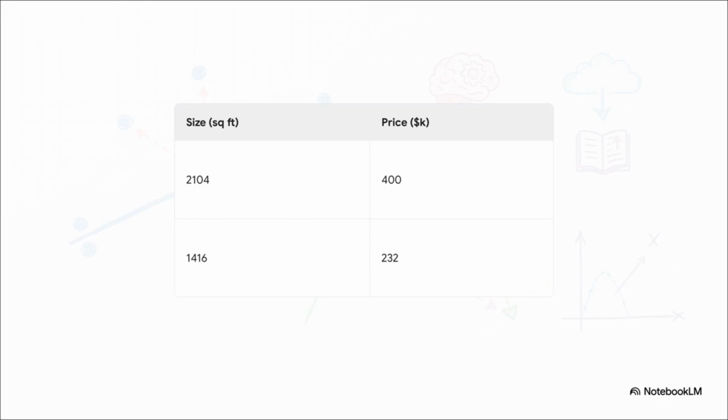Now, what's really interesting here is how we use real-world data. We're anchoring our learning in a dataset collected from Craigslist in Portland, Oregon. Looking at this data, our core objective becomes pretty clear. We want to take raw history, like knowing a 2,104 square foot house sold for $400,000, and use it to fit a straight line through all those data points. That straight line? It's literally the beating heart of linear regression. It allows us to predict the price of a house we haven't even seen yet, purely based on its size.